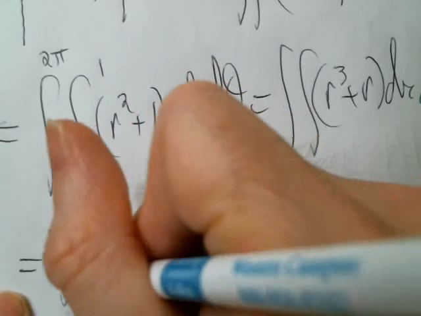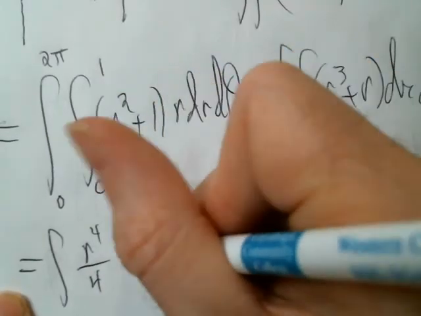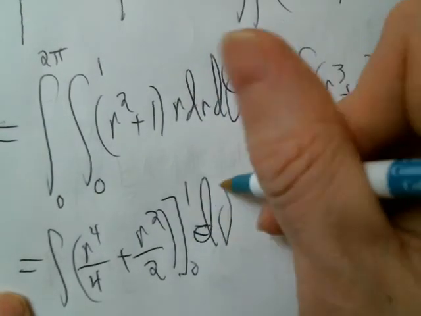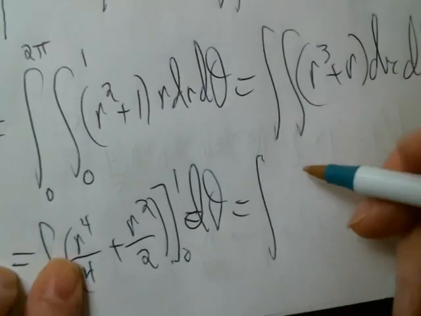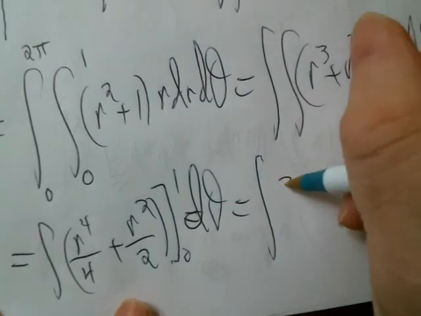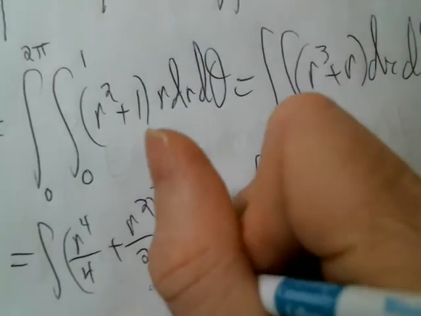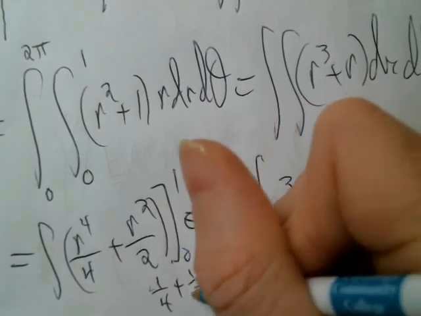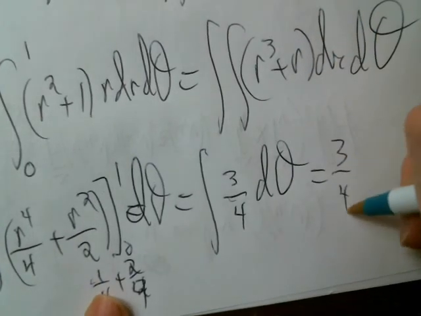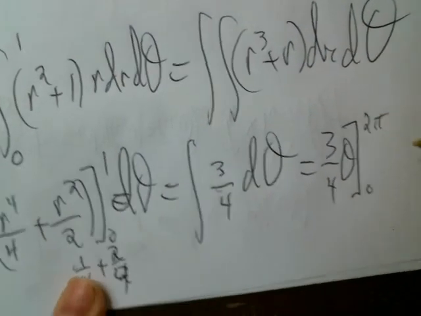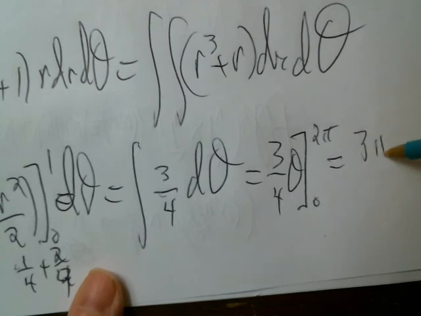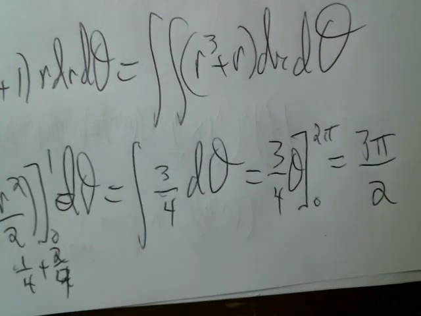The integral is then r to the 4th over 4 plus r squared over 2 from 0 to 1, and then d theta. Plugging in 1, that's 1/4 plus 1/2. Let's make sure: 1/4 plus 2/4, so yeah, 3/4 d theta. Then that's 3/4 theta from 0 to 2 pi. And of course, that's just 6 pi over 4, which is 3 pi over 2 for our final answer.